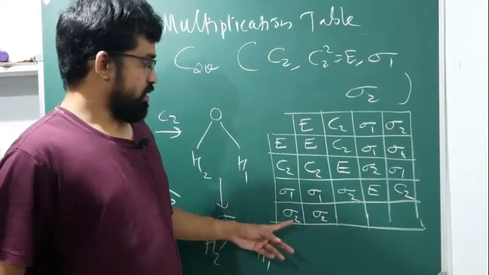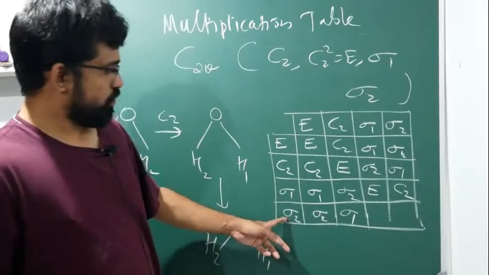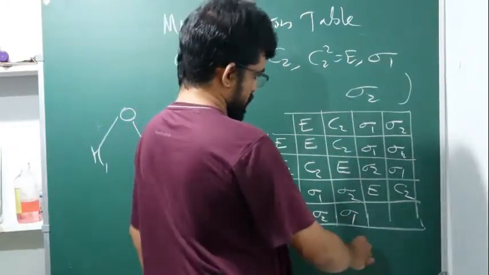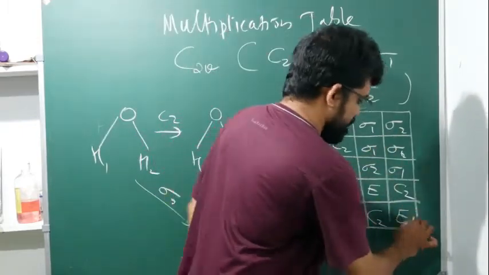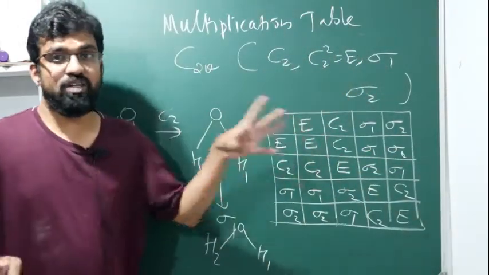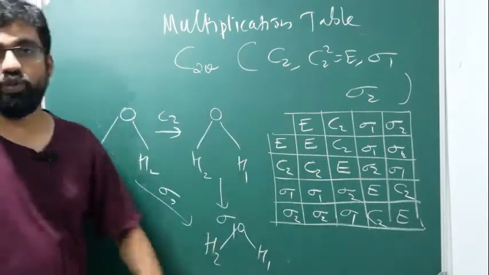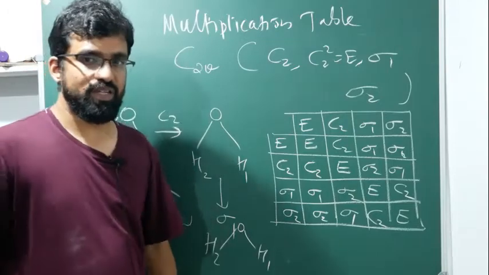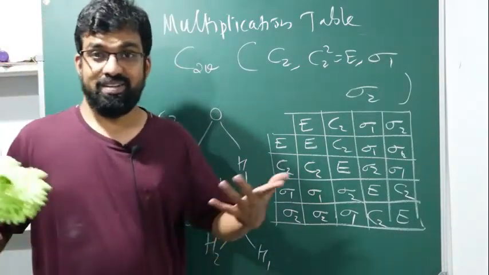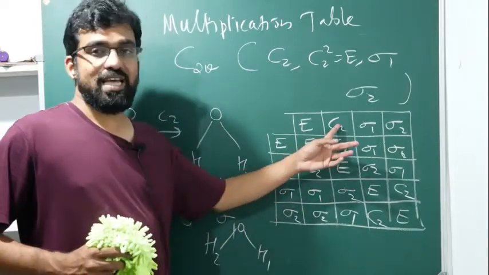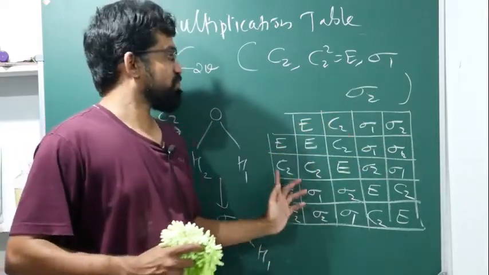Okay, similarly sigma 2 into C2, it is sigma 1, sigma 2 into sigma 1, that is C2, sigma 2 into sigma 2, it is E. This is the group multiplication table for the C2V point group. The shortcut is: if you are multiplying the same element, that is E. If you are multiplying with a different one, the next element, that is C2.